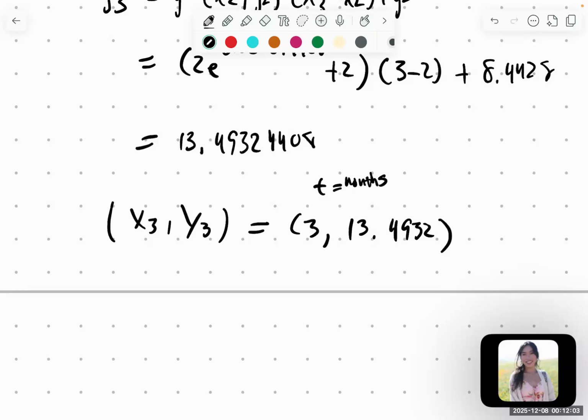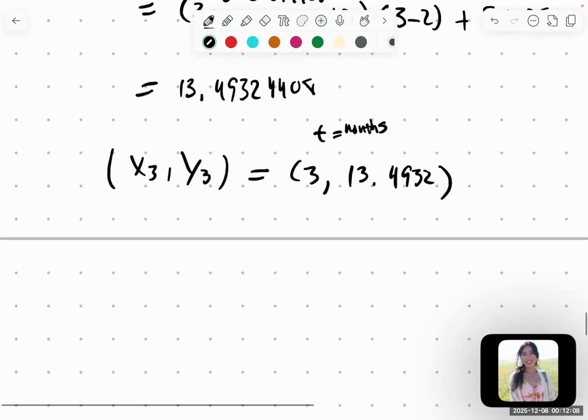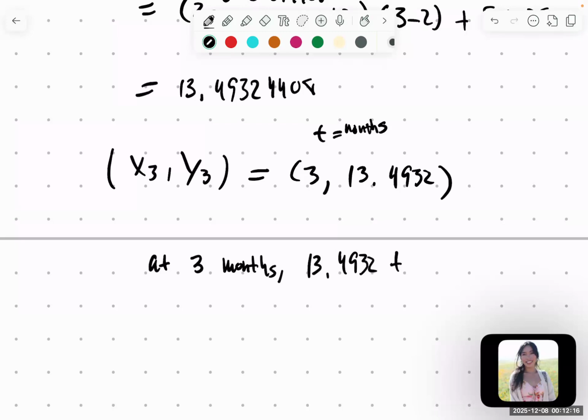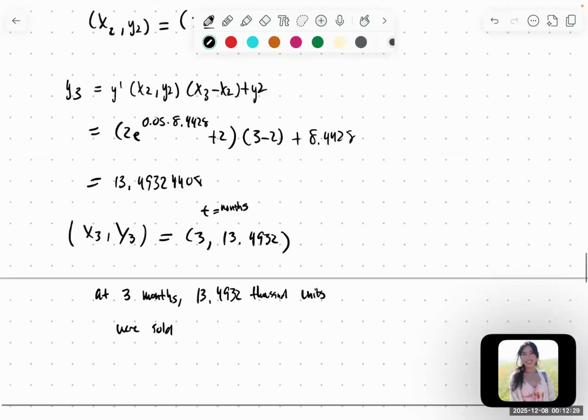Because this is a word problem, we want to write it out. So we would say at 3 months, 13.4932 thousand units were sold. Hopefully that's readable.